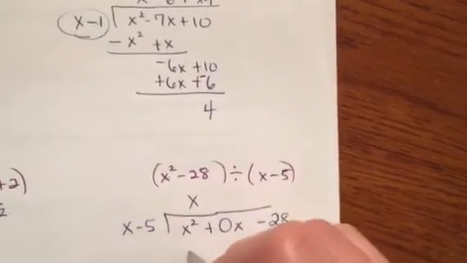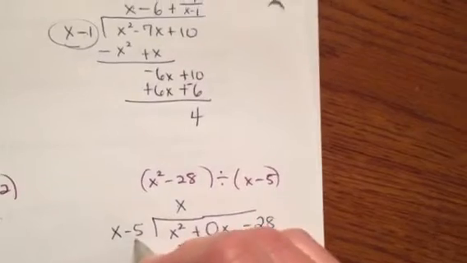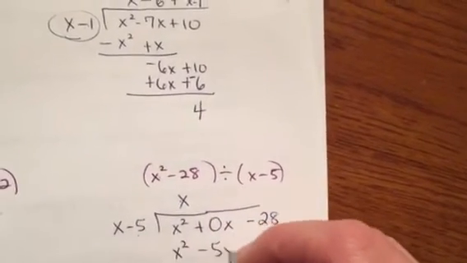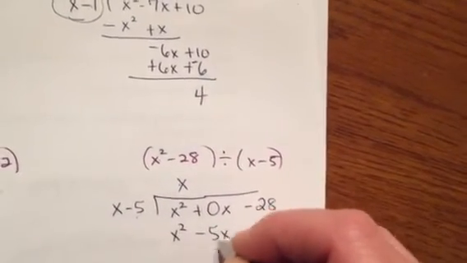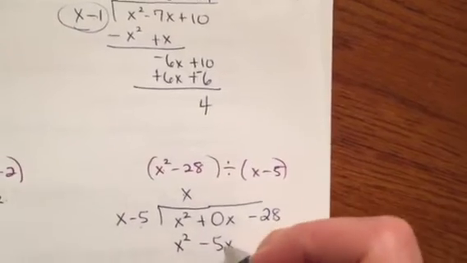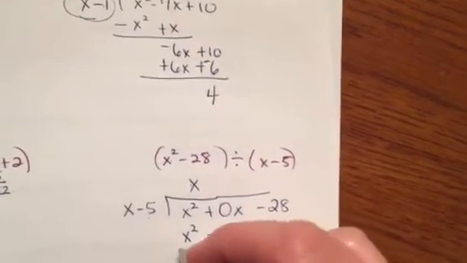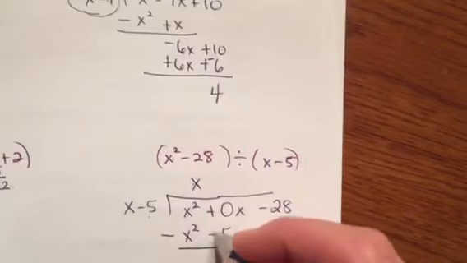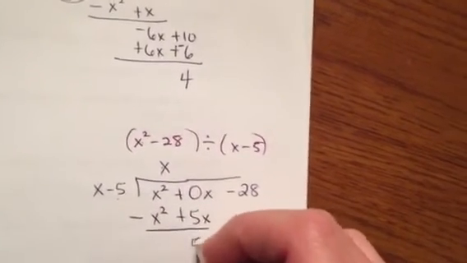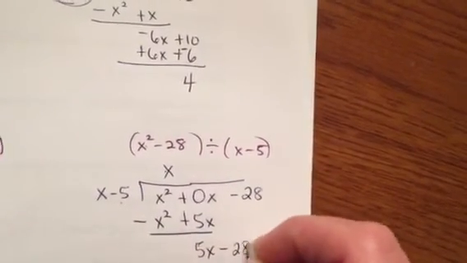X times x is x squared. X times negative 5 is negative 5x. And notice now like terms line up. Had I not put him there, I would have this 28 over this guy, and then I wouldn't have like terms. So that's why you do it. Change your signs. Okay, and that gives me 5x minus 28.